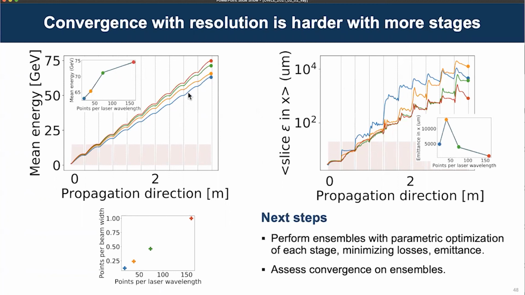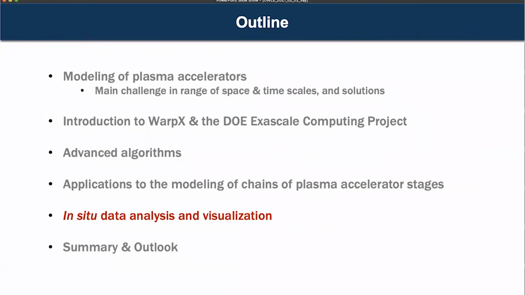As expected, the beam properties diverge from one simulation to the next. And so the next steps for this, after demonstrating that we can do the simulation, we can go already to fairly high resolution, is to perform ensembles with parametric optimization of each stage, minimizing losses, because in this case we started to have significant losses along the chain, and also emittance, and assess convergence on ensembles and not just single runs, as was done for the first test here.